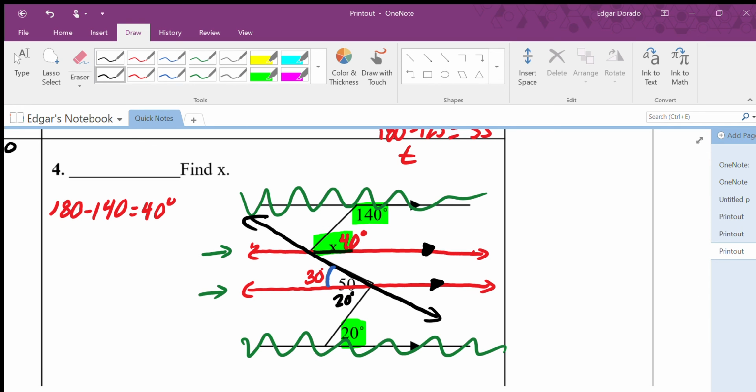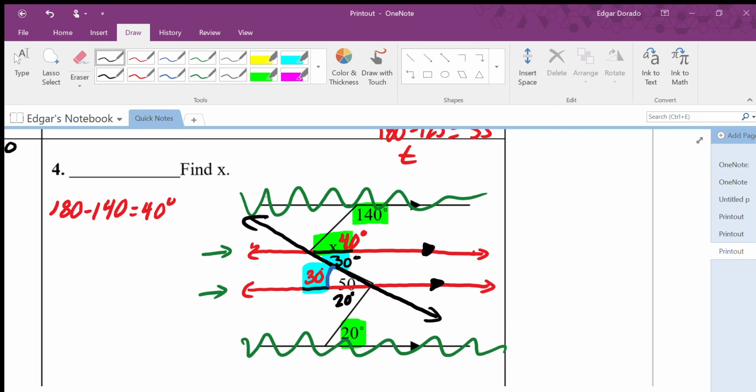And what I want to find is the bottom portion of my x. But what kind of angles are those two? Once again, those are alternate interior angles. So this angle here must be 30 degrees. Okay, I have found the two pieces of my x.